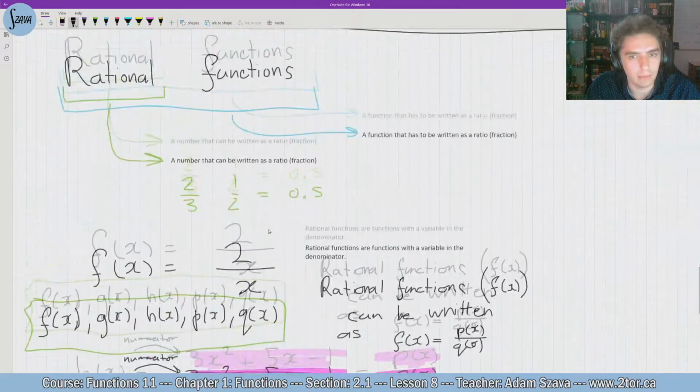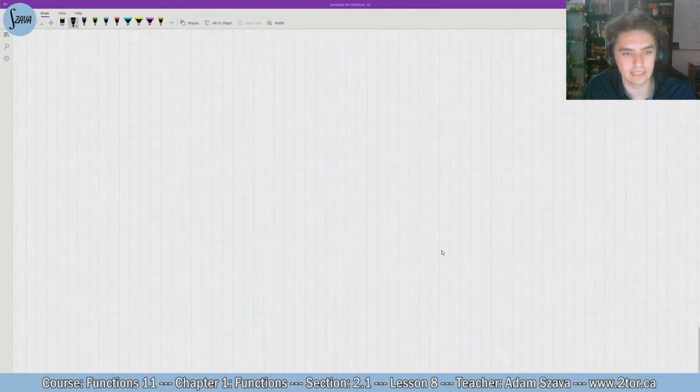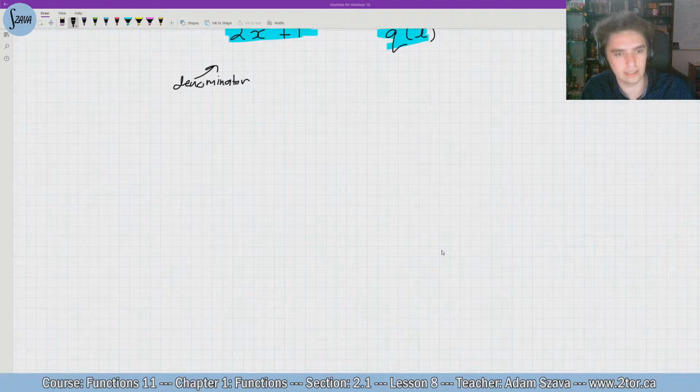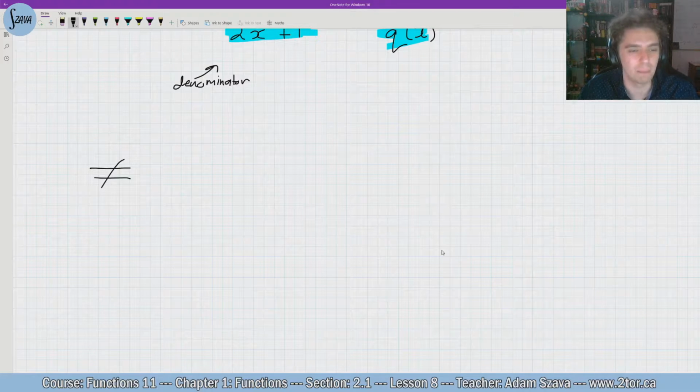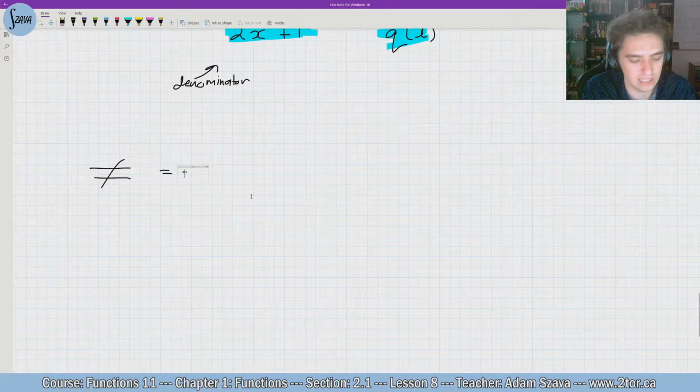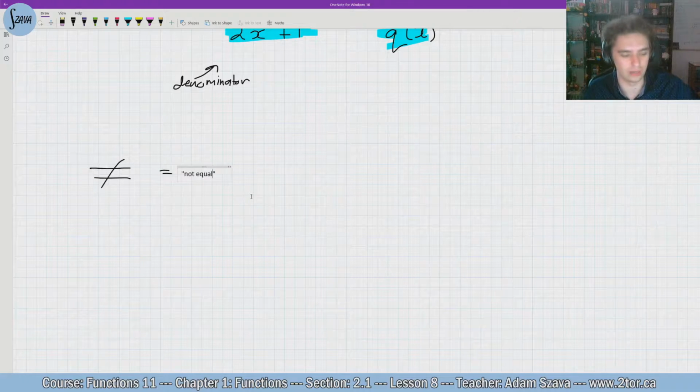Really quickly, I realized that I've used many times the symbol not equals, like this. But I haven't actually ever defined what it means. Maybe I've just mentioned it. So I'm going to use it a lot in this section. This means not equal. So it's essentially an equal sign with a line through it. Usually a line through it means not that thing, right?